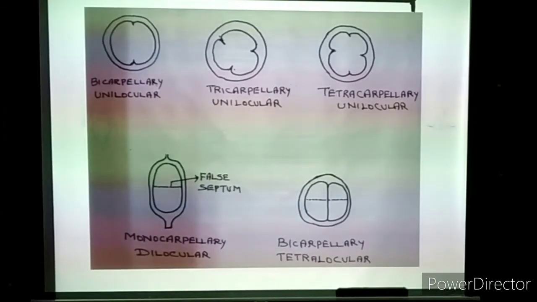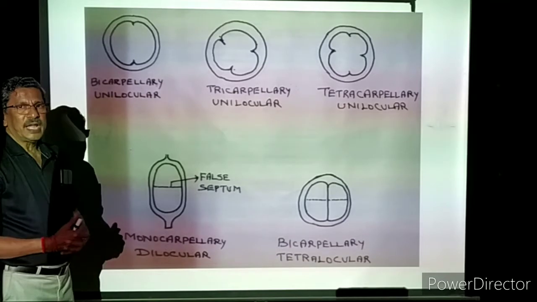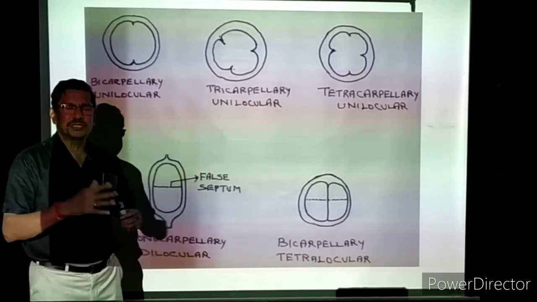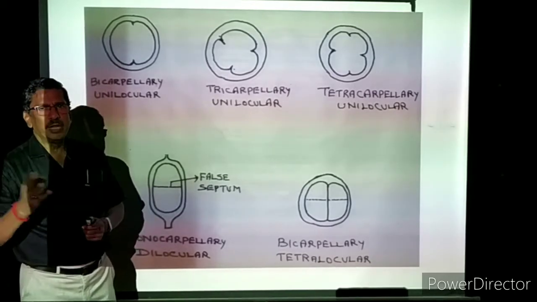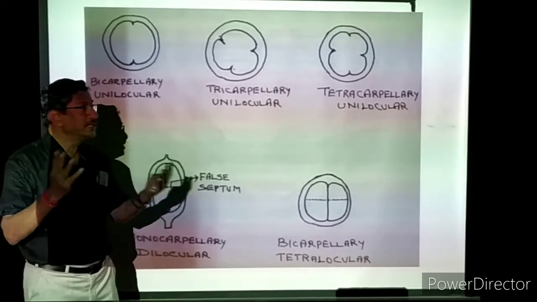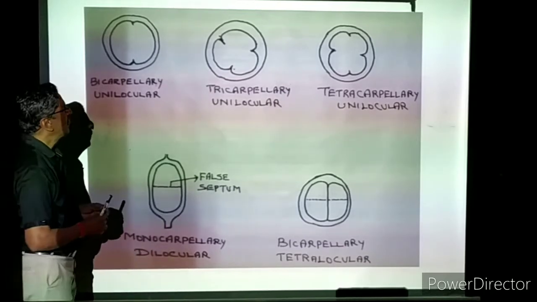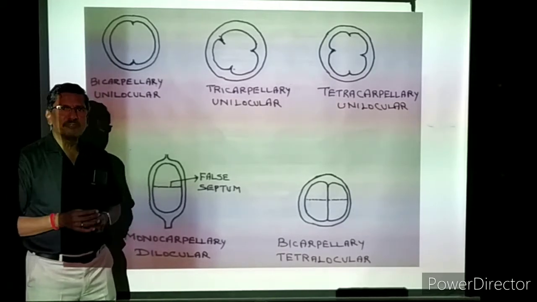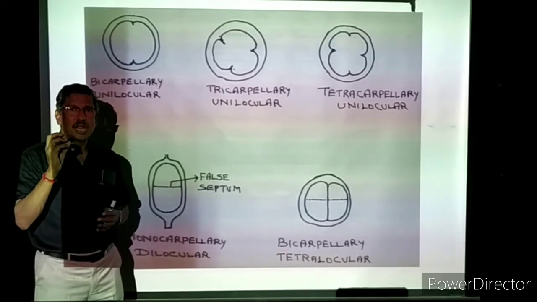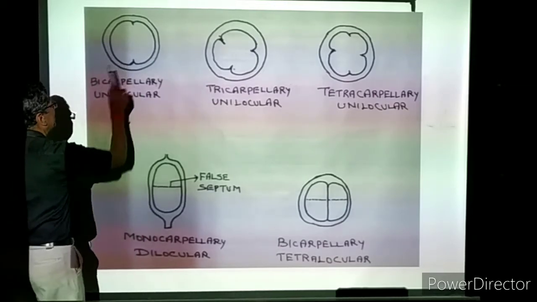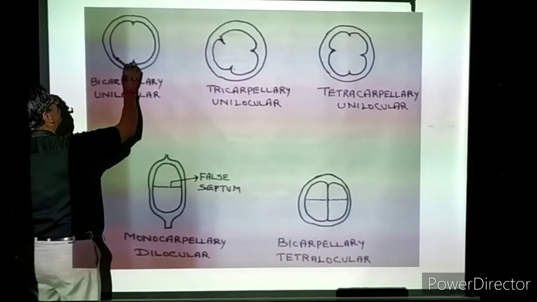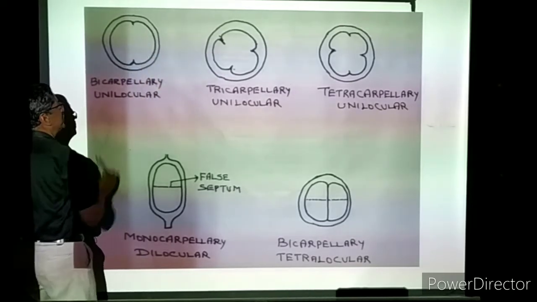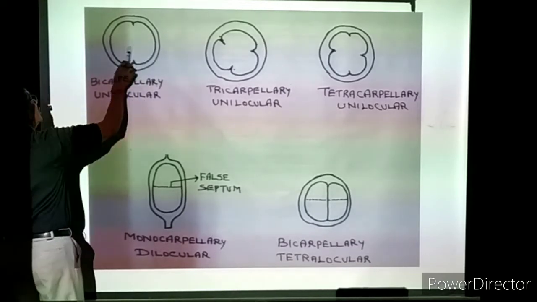Now we are going to see another one, very important. In the previous slide we studied how many carpels there are and how many cavities. That is the relationship: monocarpellary unilocular, bicarpellary bilocular, like that. But now it is different. Whatever the number of carpels may be, the cavity number is only one. Whatever the number of cavities may be, the locule number is only one. For example, in the first diagram, I have drawn two carpels, one here and one here, both fused at their margins, leaving a single large cavity.